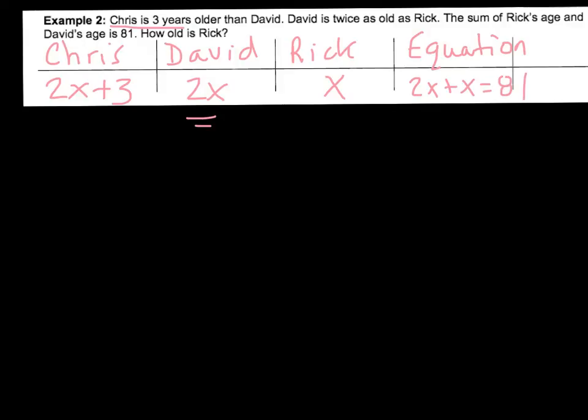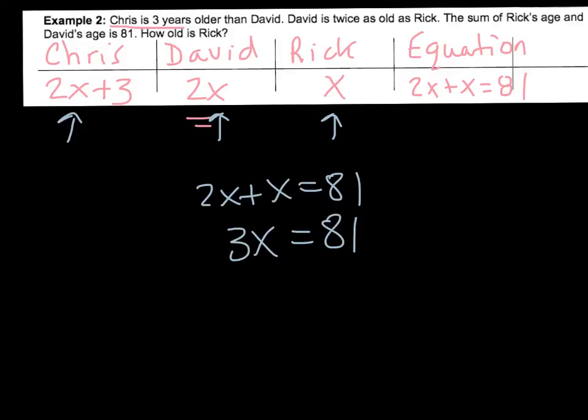And that's going to give us the value of x. And once we know the value of x, we're going to be able to plug it in for each of these people's ages, the expressions, and calculate their age. So 2x plus x equals 81 is the same thing as 3x equals 81. And when I divide 81 by 3, I think I get 27. So that means x must be equal to 27. So the question itself asked, how old is Rick? So I'm saying that Rick is 27 years old, because Rick was expressed as x. So I'm going to say Rick is 27.